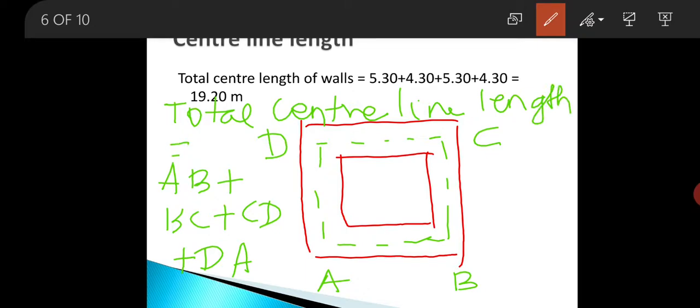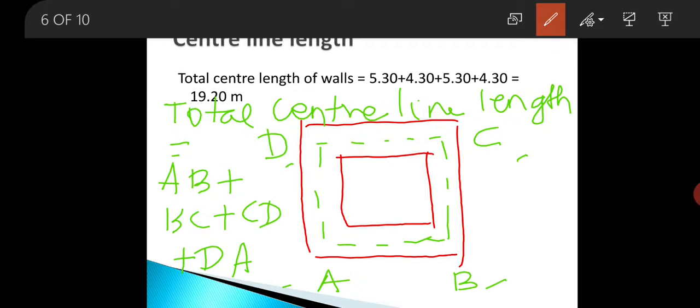So in this we will cover all the four sides, the center line length of all the four sides. So AB, this is the BC, this is CD and this one is DA. So this is the total center line length.